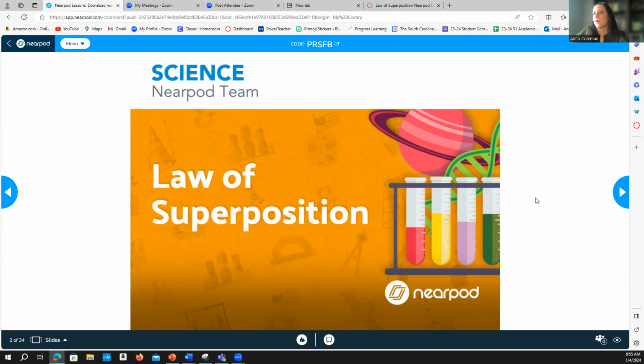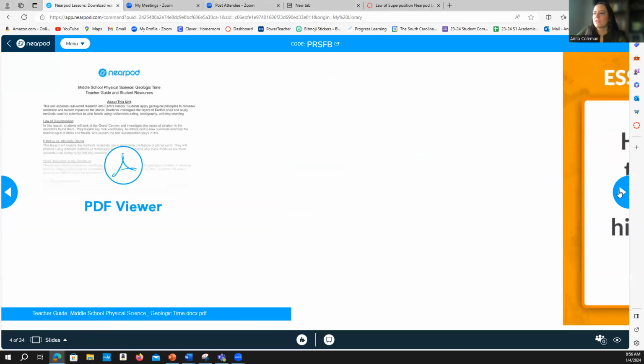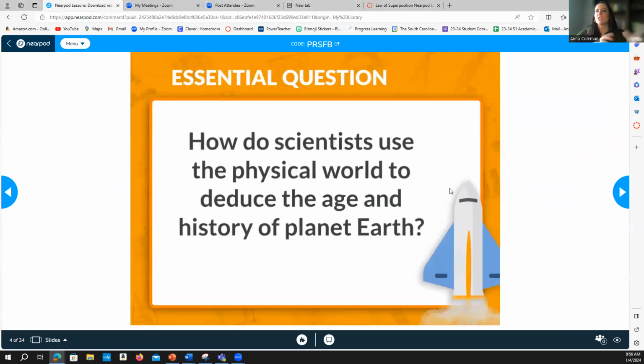So let's go ahead and talk about the law of superposition. What in the world does this mean? So we're going to walk through this lesson. I'm going to do it with you today so that you understand exactly what to do, and there is no confusion, okay? So how do scientists use the physical world, meaning what the Earth is made up of, to deduce the age and the history of planet Earth?